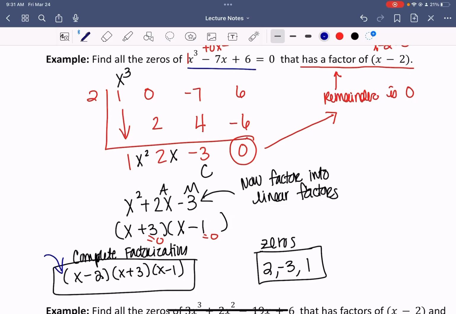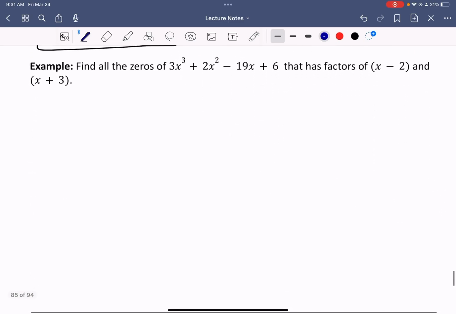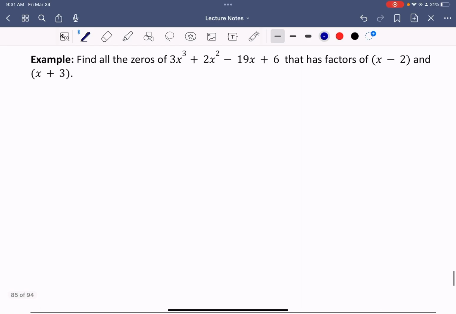I'm not going to leave you with just one example. Let's do another one. This one says, find all the zeros of 3x cubed plus 2x squared minus 19x plus 6 that has factors of x minus 2 and x plus 3. Again, these pieces that they're giving you are your jumping off points. It's the things that are going to tell you, hey, these pieces work. So that's what you want to start with.